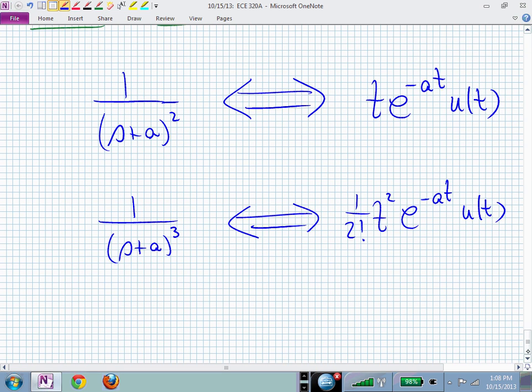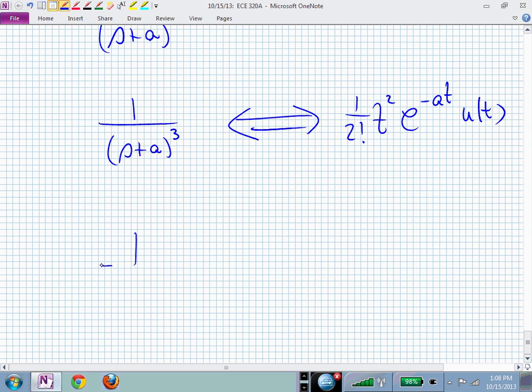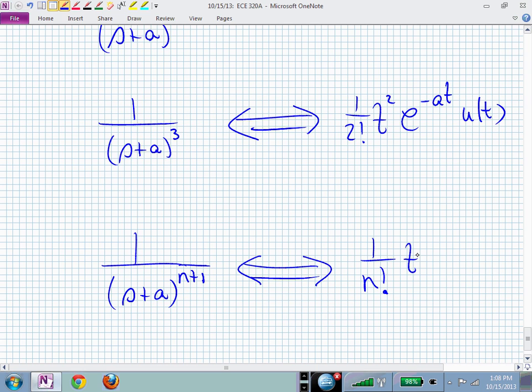Meaning if you wanted to generalize this, and on the exam I gave you something like 1 over s plus a to the 50, that was a joke. I'll probably only give it to the 48th power. Not a problem. In general, let's say that's raised to some n plus 1 power. Then you have in the time domain 1 over n factorial t to the n e to the minus at u of t.